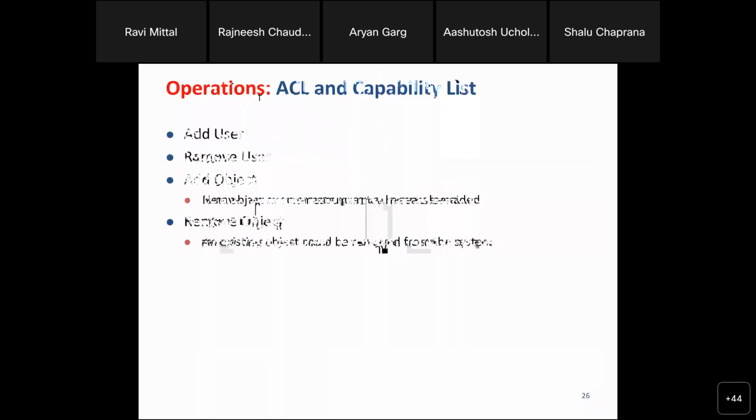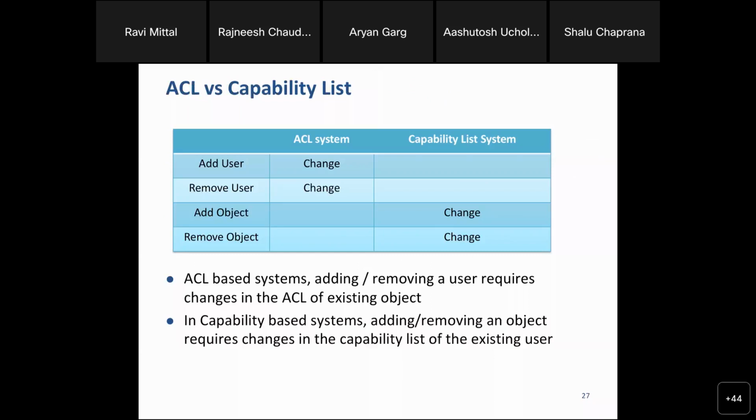So for ACL based systems, adding and removing a user requires changes in the ACL of existing objects. Suppose somebody, say Mohan, goes out of university and he has access to various labs and places, then for each one of these objects, the ACL corresponding to those objects, say lab 1, his name will be removed, lab 2, his name will be removed, and so on and so forth, right? So it will require a certain number of operations. Now in case of a capability based system, removing a user requires changes only in his capability list. So Mohan goes out, just delete all whatever access he has. So it's very simple, right?